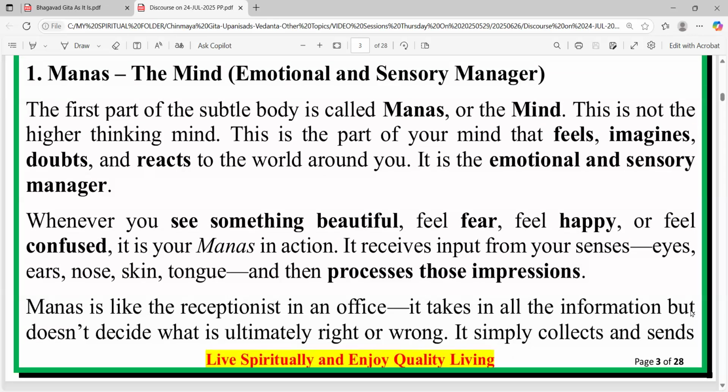Number one, Manas, the mind. It is the emotional and sensory manager. The first part of the subtle body is called Manas or the mind. This is not the higher thinking mind. This is the part of your mind that feels, imagines, doubts, and reacts to the world around you. It is the emotional and sensory manager.